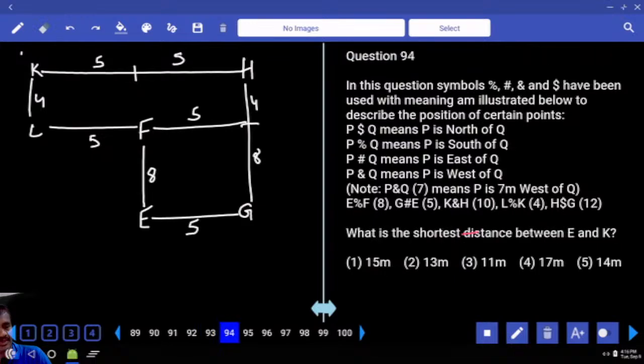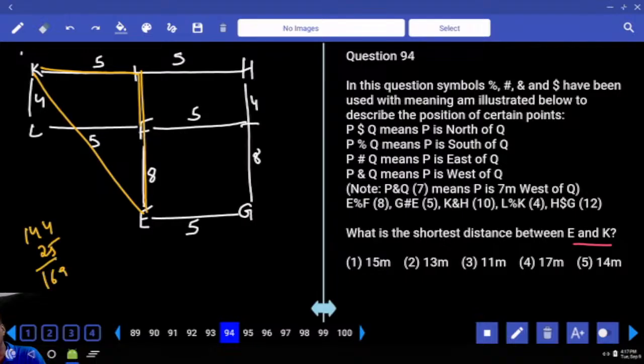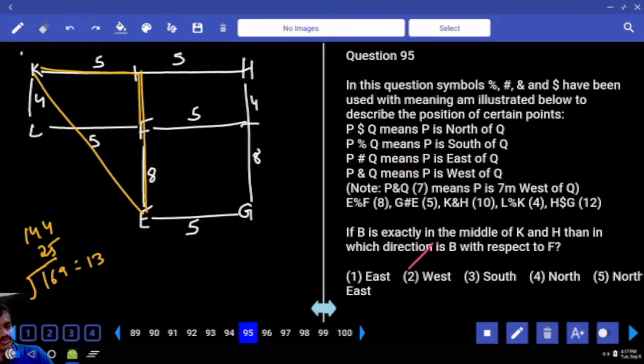Then 94. What is the shortest distance between E and K? Now E and K: 8 and 4, 12. Then here 5. Now vertical 12 and horizontal 5. Now the distance between these two: 12 squared is 144, 5 squared is 25, total 169, and the square root of 169 is 13. Now the total distance is 13, that is given in choice 2, 94.